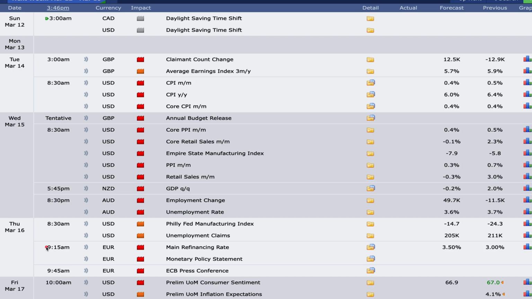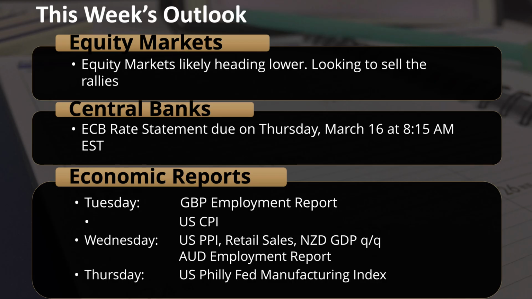So next week is a very busy week. I'd like to be active starting Tuesday, especially off that CPI number. For next week's outlook, again, I think markets are likely heading lower, but in between, expecting to see some rallies, but those rallies are looking to be sold.